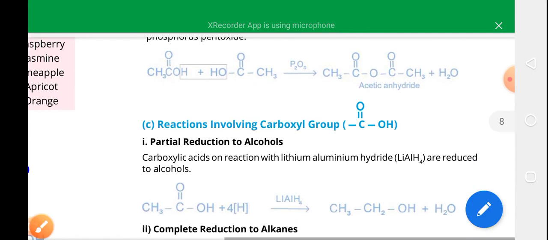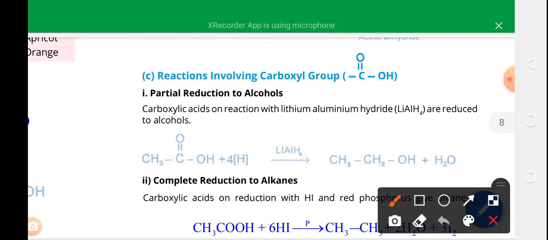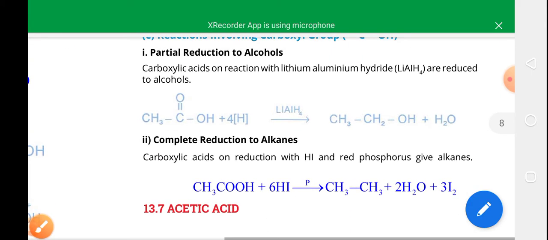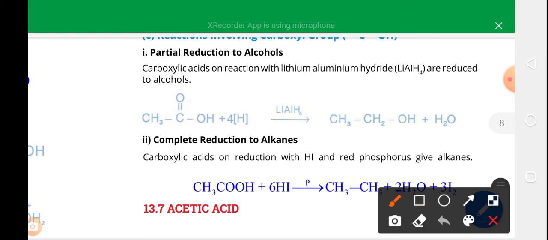Now the reactions of carboxylic acid involving the carboxyl group. These are the final reactions. Reaction involving the carboxyl group: partial reduction to alcohol and complete reduction to alkane. Lithium aluminum hydride is used. 2 hydrogen remove oxygen and 2 hydrogen are added to carbon, alcohol is formed. Carboxyl group is changed to hydroxyl group.